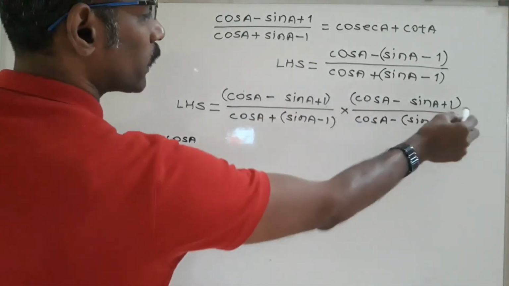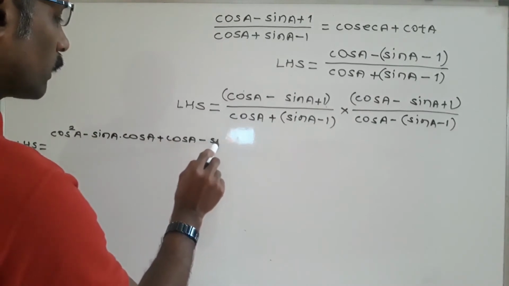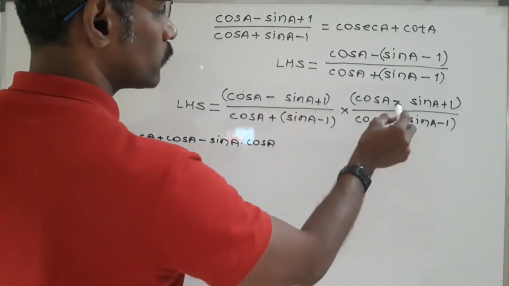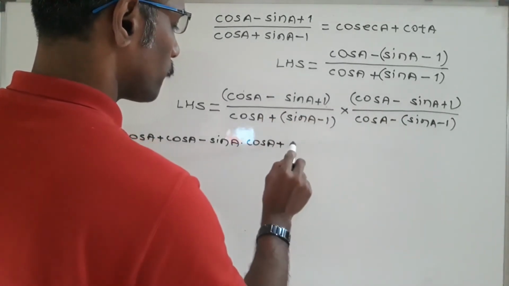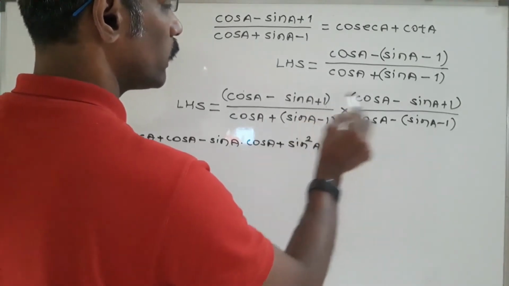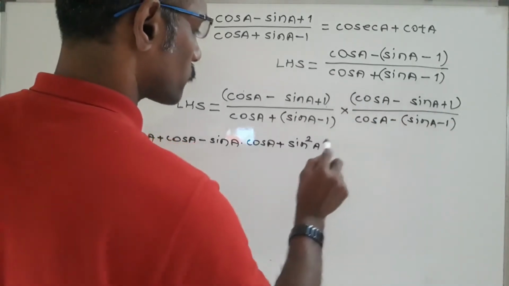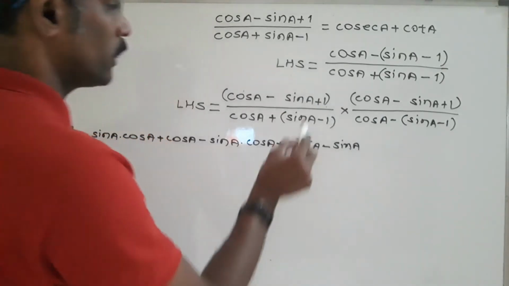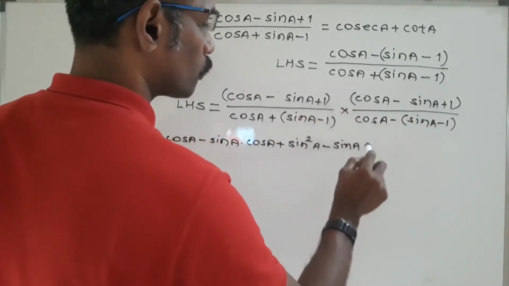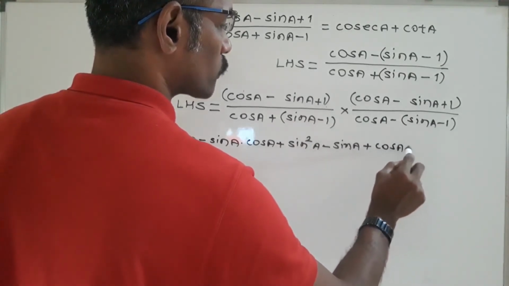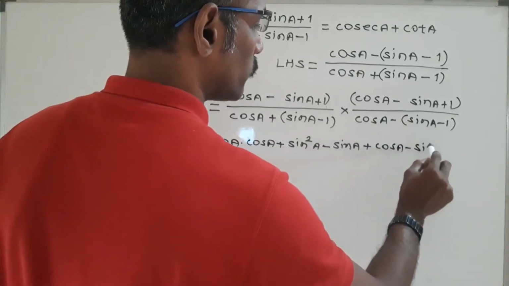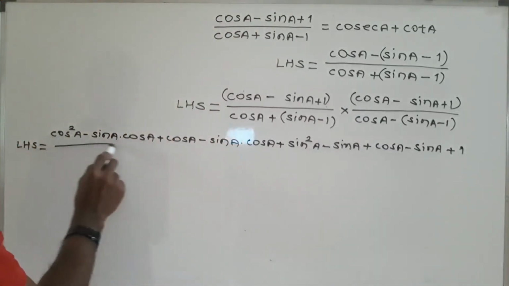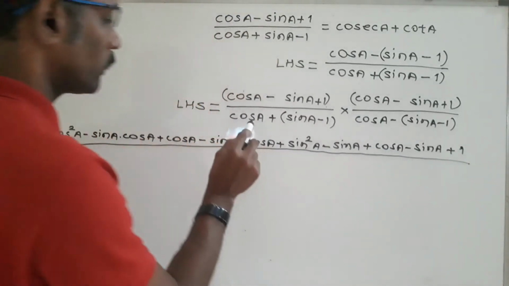Then we multiply this bracket by minus sin A, therefore minus sin A into cos A. Then minus into minus plus sin square A, sin A into sin A. Then minus into plus, minus sin A into 1, means minus sin A. Then we multiply this bracket by 1: 1 into cos A means cos A, 1 into minus sin A means minus sin A, 1 into 1, 1. Upon the denominator.